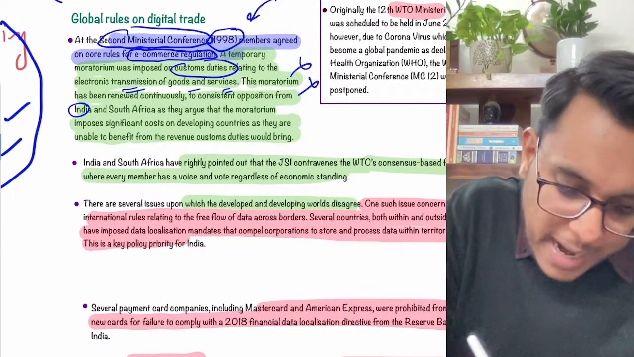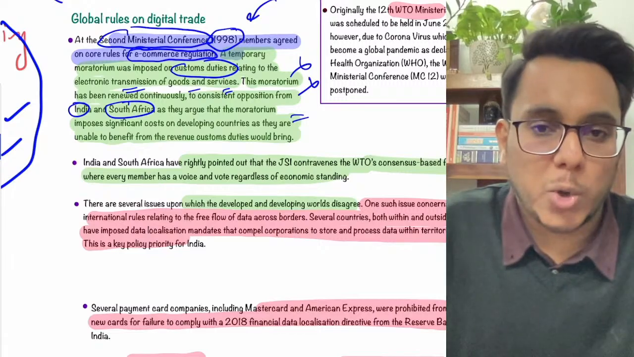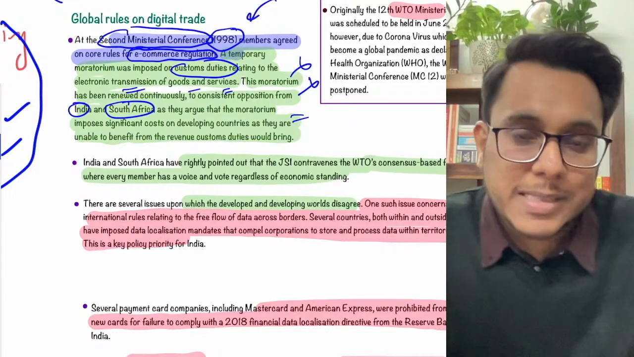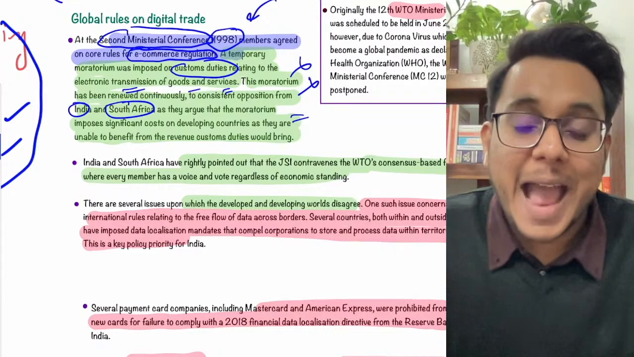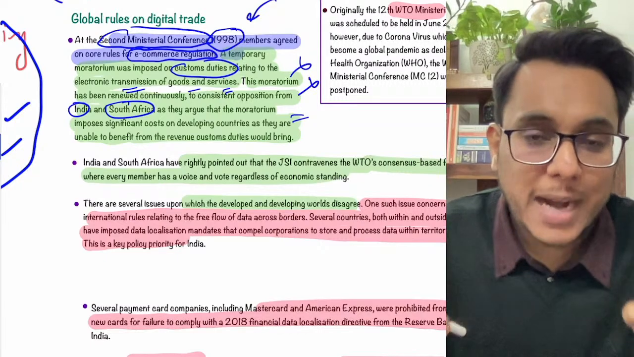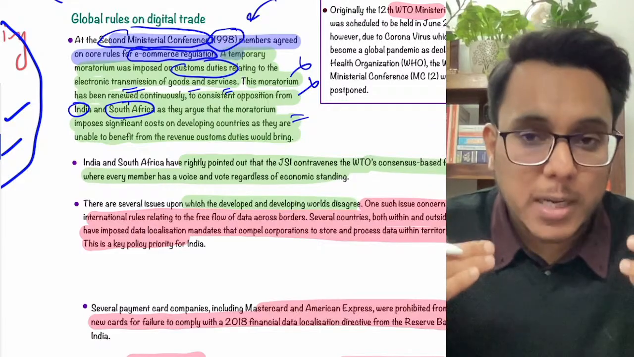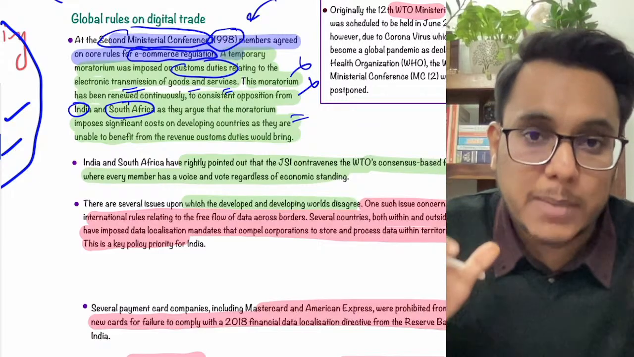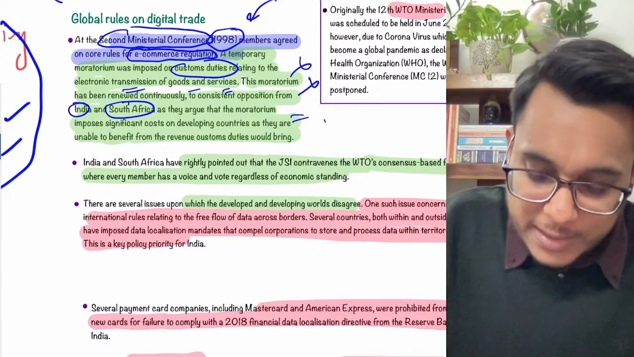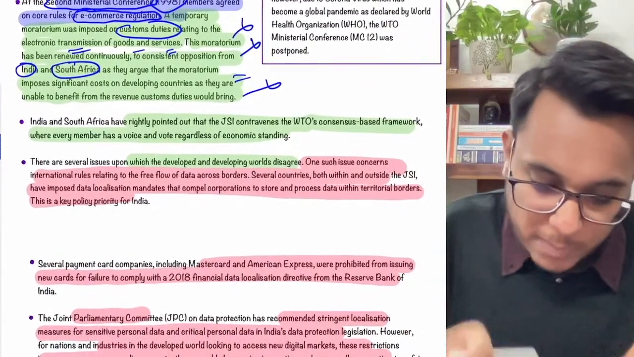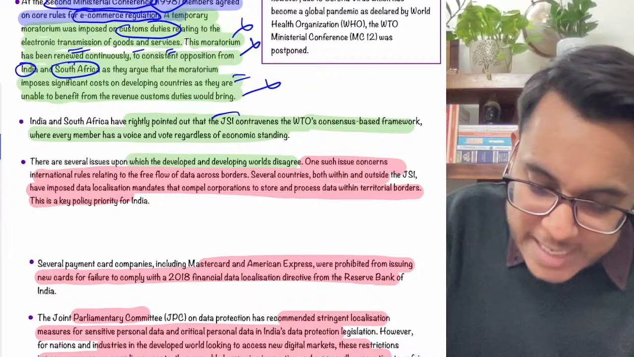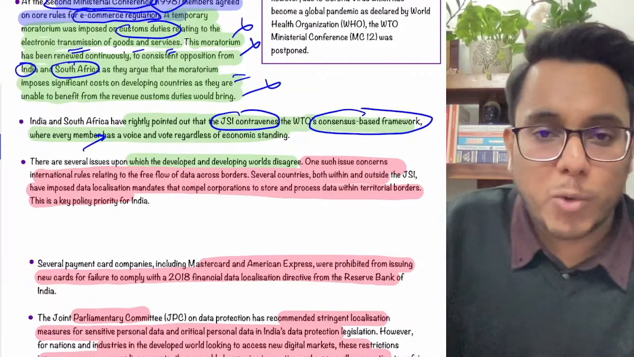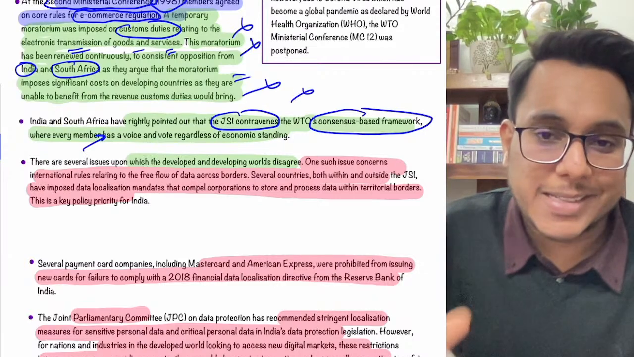Clear? Now guys, India and South Africa have a problem with this particular moratorium. Why? Because you know we are a developing country, and the developed world, through e-commerce, is sending a lot of services to India, and if India had imposed customs duties on that, we would have earned a lot of money. But now that particular money we are deprived of. Why? Because there is a moratorium imposed against customs duties. Is it clear? So India and South Africa want that this particular thing be revised. According to them, the JSI contravenes the WTO's consensus-based framework. Clear? We don't want this particular thing. So this thing should be rectified. This is a problem that is there.